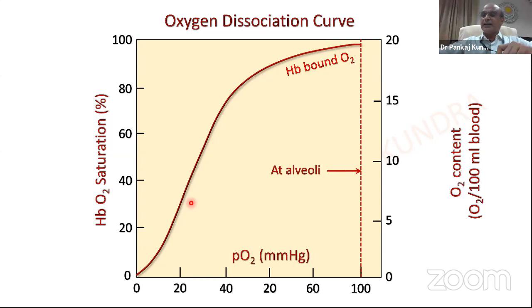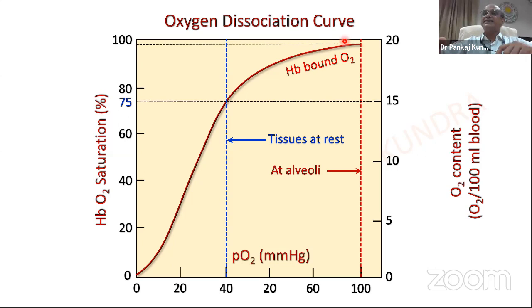Now, this is at the alveoli. At 40 millimeters of mercury, you know this is the oxygen tension which will be there in the tissues at rest. So what do you come to know from this? You will know that the saturation at the alveolus, where the PO2 is 100, would be almost 97 to 100%, right? But as it comes to the tissue, into the venous category, the saturation falls to about 75% of the hemoglobin, right? And the PO2 also falls to about 40 millimeters of mercury. So this is how the oxygen is traveling from the alveolus into the tissues. So this is what will be described as oxygen which is unloaded to the tissues.